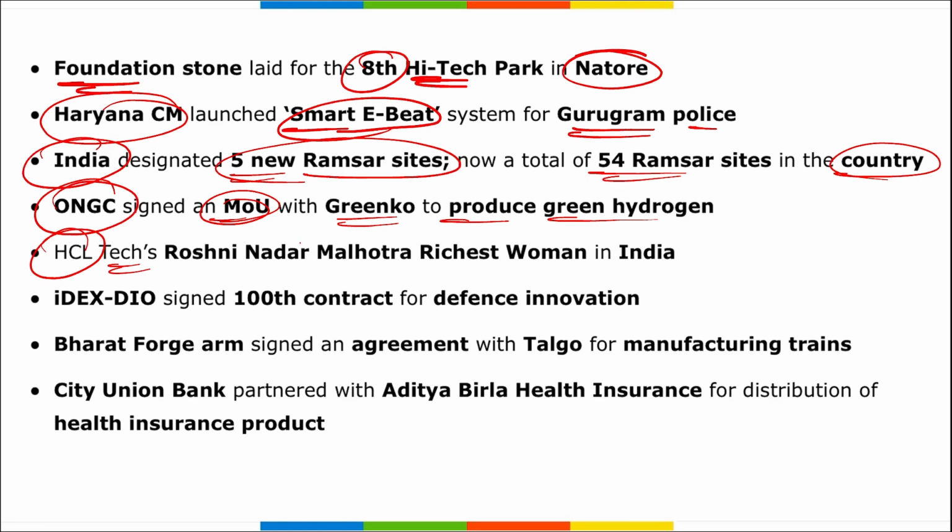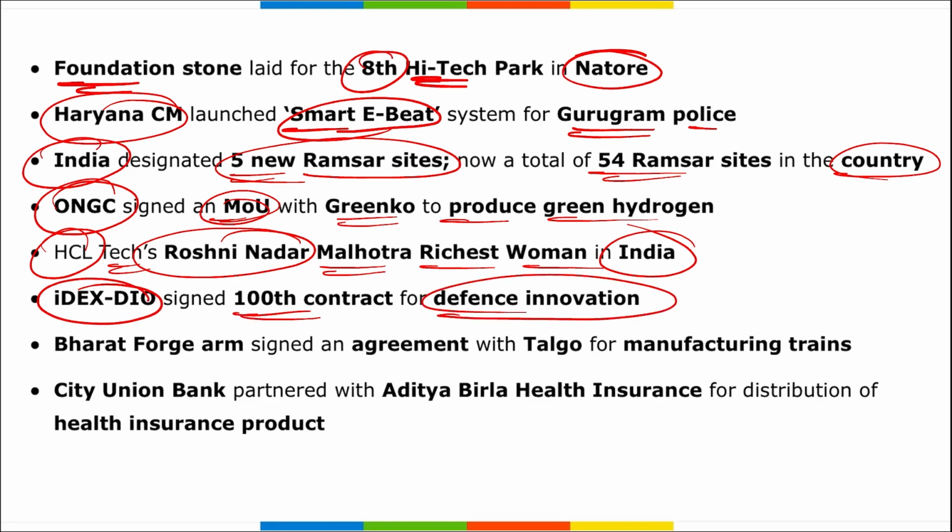HCL Tech's Roshni Nadar Malhotra is the richest woman in India. Then IDEX DIO signed a 100th contract for defense innovation. Bharat Forge Arms signed an agreement with Talgo for manufacturing trains.